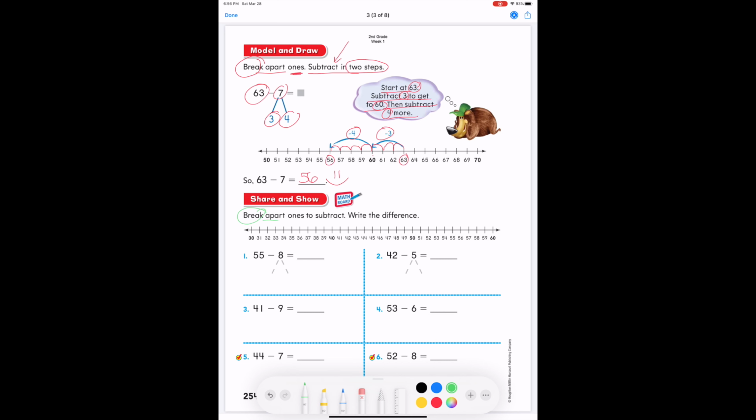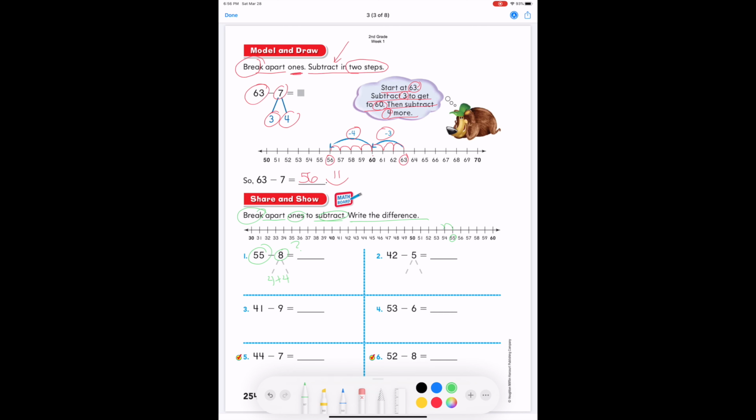Now let's look at number 1 real quick. Break apart the ones to subtract, and then we write the difference. Remember, difference is subtraction. We start at 55, and then we're going to subtract 8. What 2 numbers can we use to make up 8? We can use 4 plus 4 equals 8.